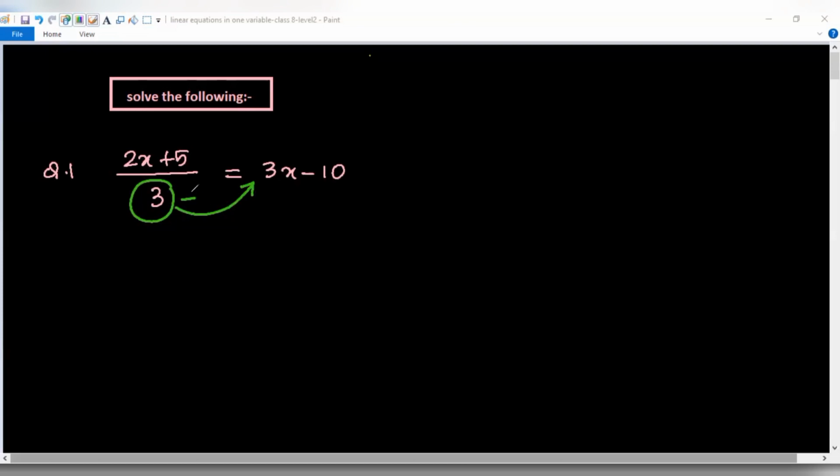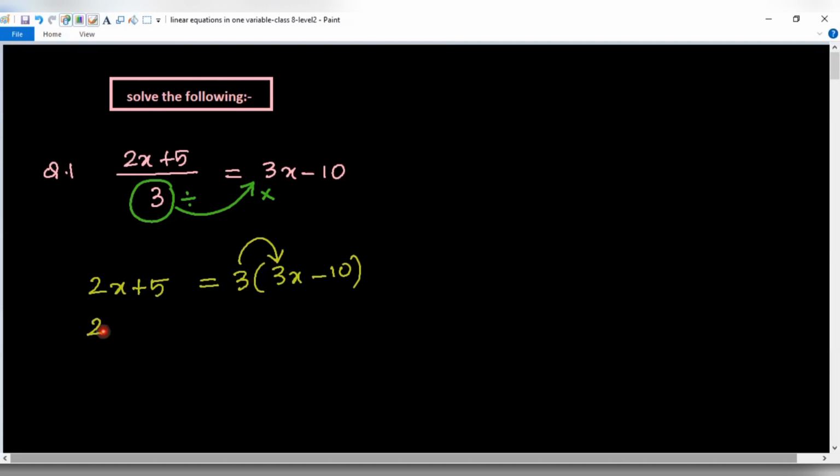Here it is divided by, right? When it moves to the right side, it will become multiplied by. So we have 2x plus 5 on the right side and this 3 is going to the right side. So 3 into 3x minus 10. Now in the next step, we have to just open the bracket. That is, we are taking that 3 into the bracket.